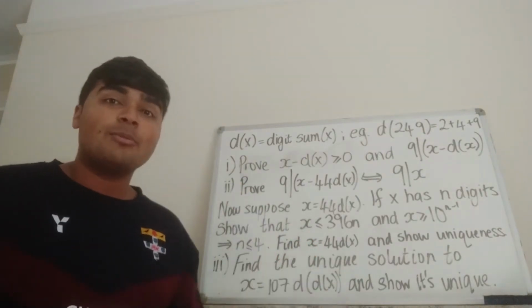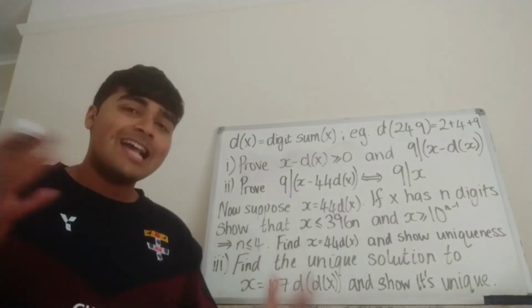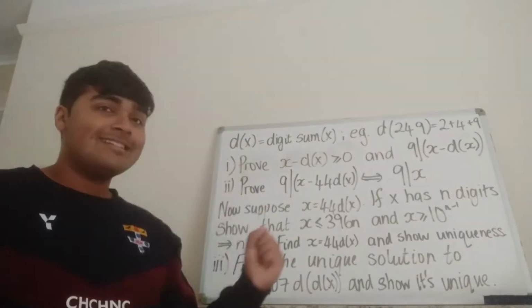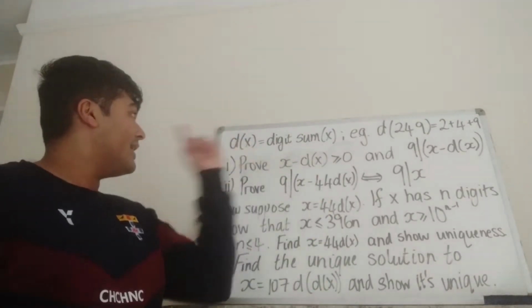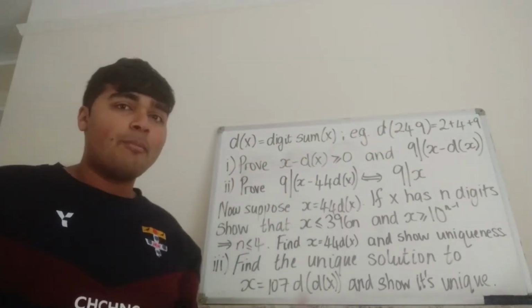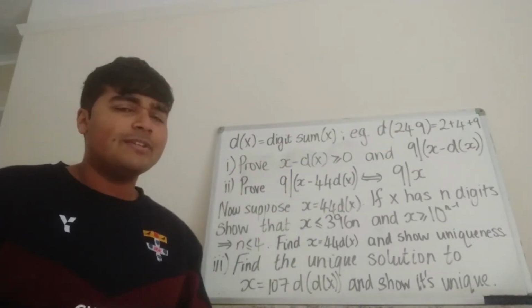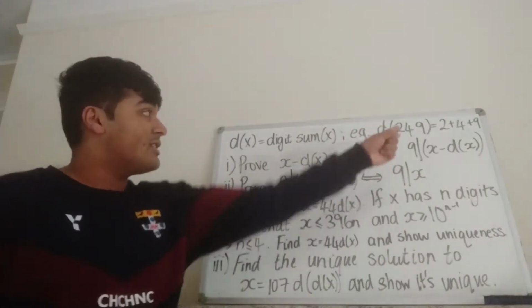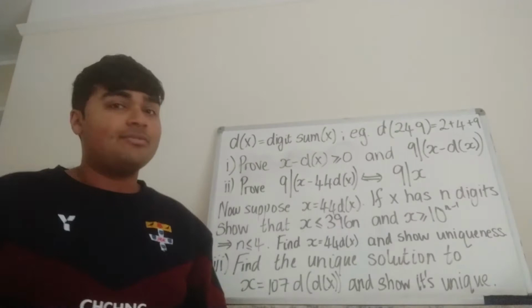So let me read out the problem, I'll give you guys a chance to have a go at the problem, and then I'll go over a solution. Okay, so as I said, this problem here considers the digit sum function, which in this problem we're denoting d of x, and it basically just sums the digits of a positive integer when you write that positive integer out in base 10. So for example, d of 249 is just 2 plus 4 plus 9, which is 15.